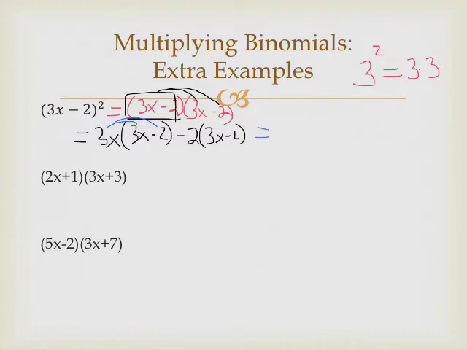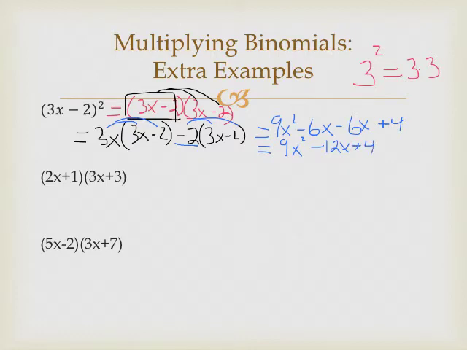So I have 3x times 3x is 9x squared. 3x times minus 2 is minus 6x. And over here, remember I said I want to distribute the negative, the whole thing. So I have negative 2 times 3x is minus 6x. And I have negative 2 times negative 2, which is plus 4. Okay? So simplifying this, our first answer is going to be 9x squared minus 12x plus 4. It's simple as that.